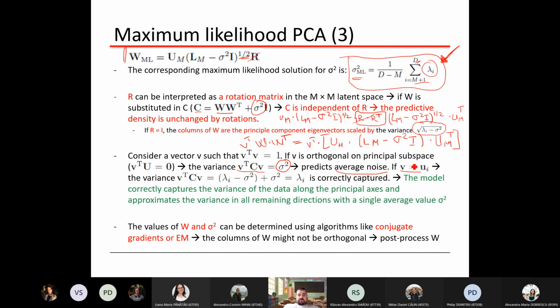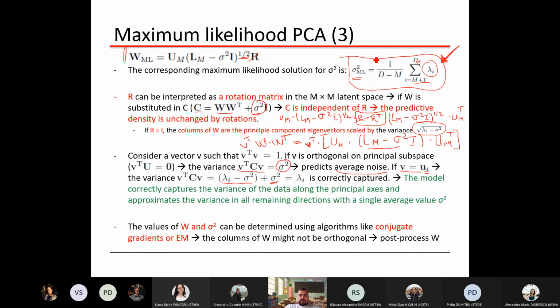Now, if V equals UI, it means that since UM is an orthogonal matrix, only one line will remain from here, the line corresponding to UI. And here, instead of LM, we will have lambda I. So when we multiply this, we get lambda I from here minus sigma square plus sigma square from here. Okay?